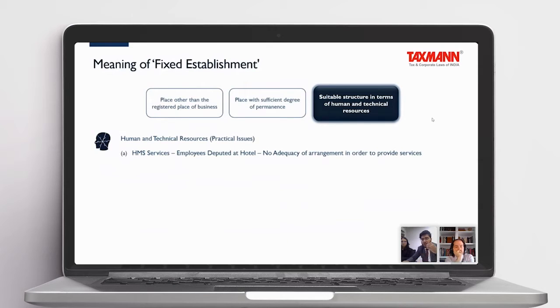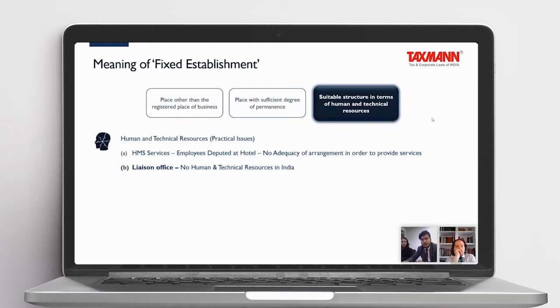HMS companies. There is a hotel management company whereby it deploys or deputes its employees at a particular hotel, where the managers, etc., basically manage the hotels. So can we say that the HMS company has a sufficient, suitable structure in terms of human and technical resources at the place of the hotel? It would not be a suitable structure, because in these contracts, generally the contract is managed by the HO or another place, not at the hotel. So that particular place cannot be covered within this last expression, right?